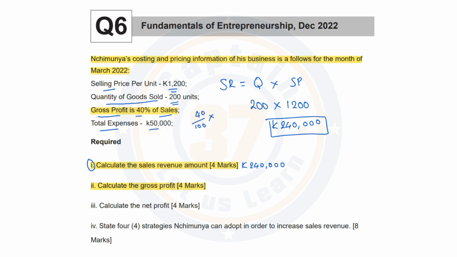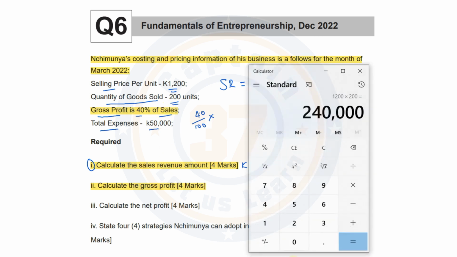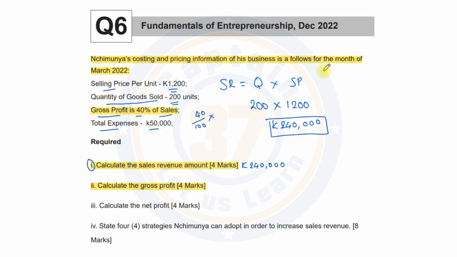And so we pull out our calculator. You are allowed to carry a calculator in the exam. 40 divided by 100 there. Multiply this by 240,000. And this gives us 96,000 kwacha. And so the answer here is 96,000 kwacha.